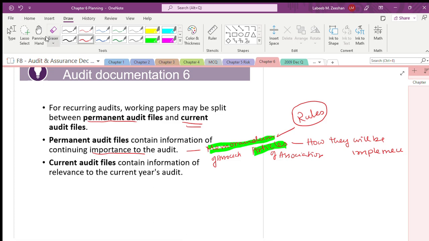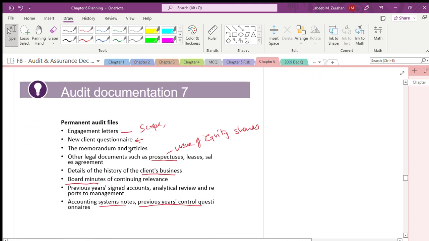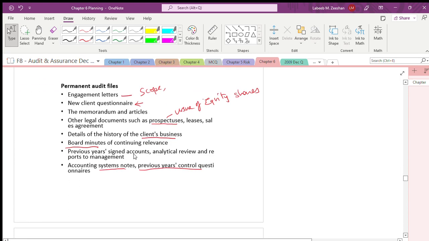Now, permanent audit files and current audit files. Engagement letters, new client questionnaires, memorandum and articles, legal documents, prospectus, in the permanent audit file. The permanent audit file is nothing but the base foundation. You are establishing a company, you will get a registration certificate. It is permanent. Details of the history of the business, board meetings. These are previous year signed documents, which are permanent. Is it right?